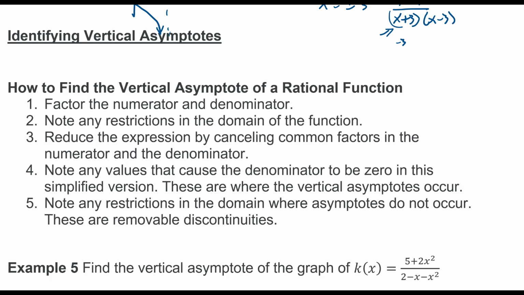Factor the numerator and denominator. Note any restrictions in the domain of the function. Reduce the expression by canceling common factors in the numerator and denominator. Note any values that cause the denominator to be 0 in this simplified version.